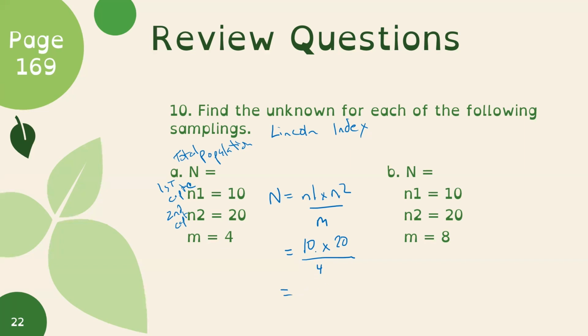So to figure out our total population, we do 10 times 20. So that is 200 divided by 4. So 200 divided by 4 is 50. So the total population of this species in this area is 50.